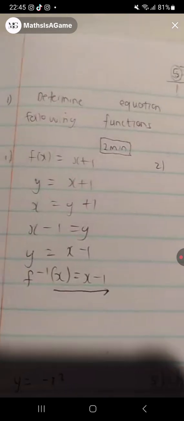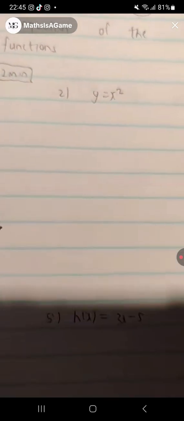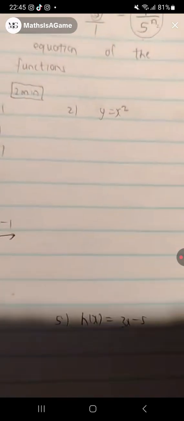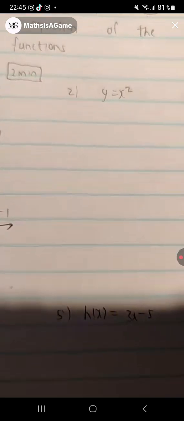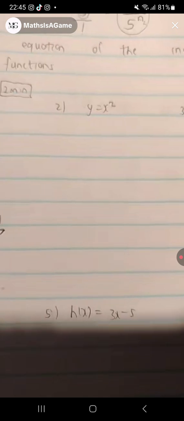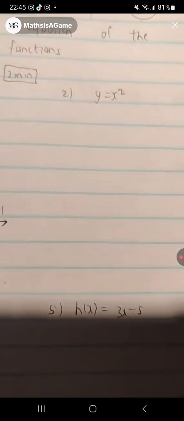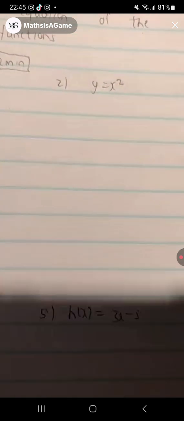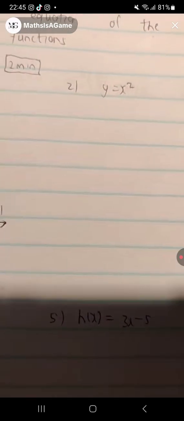Y is equal to x squared. We want the inverse. Determine the equation of the inverse of each of the following functions. So we want the equation of the inverse for this function, the one that we are looking at right now. Okay, 2 minutes are coming to an end. 30 seconds left.